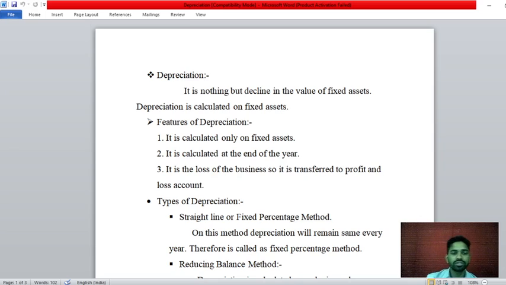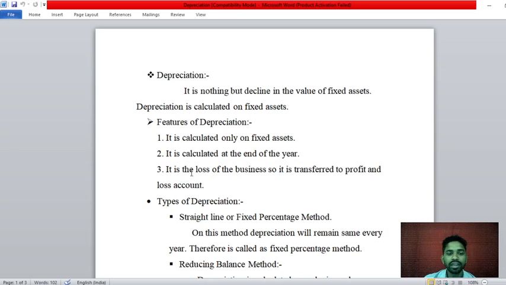What are the features? First, it is calculated only on fixed assets. Next, it is calculated at the end of the year, the end of the financial year.